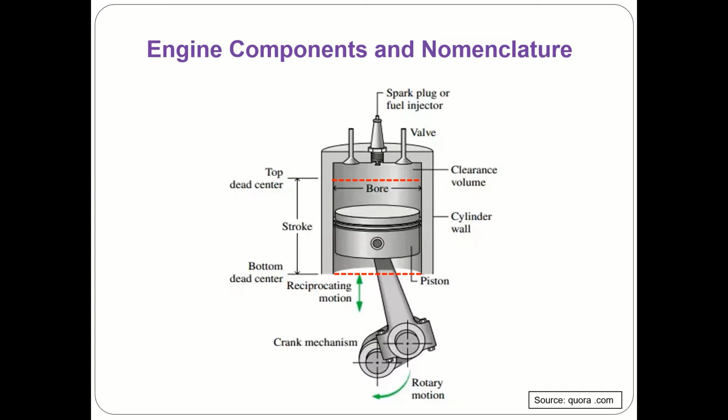Another thing which we should know is the terminologies which are used related to volume. One is the clearance volume. Top dead center is the topmost position to which the piston can reach, and bottom dead center is the bottommost position to which the piston reaches. In between top dead center and bottom dead center, whatever volume is swept by the piston is called the swept volume, and the volume above top dead center is the clearance volume. So the total volume of the cylinder is the clearance volume plus the swept volume.